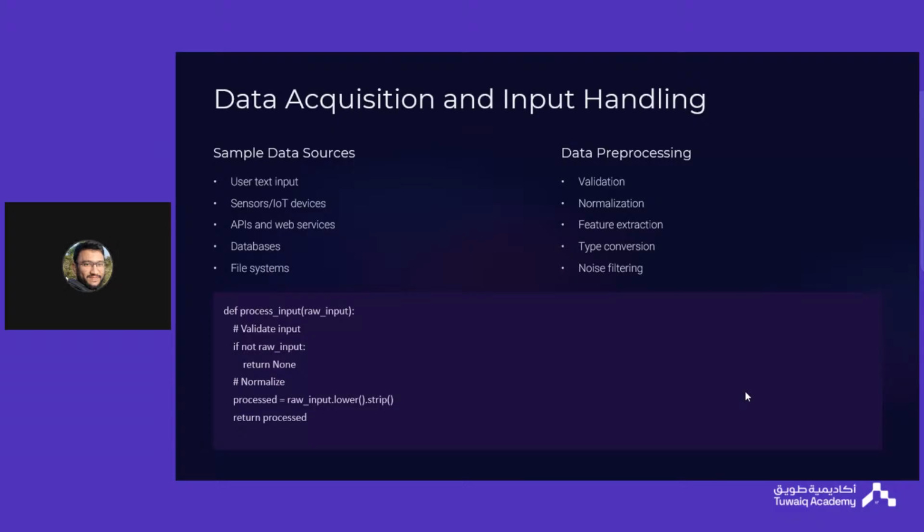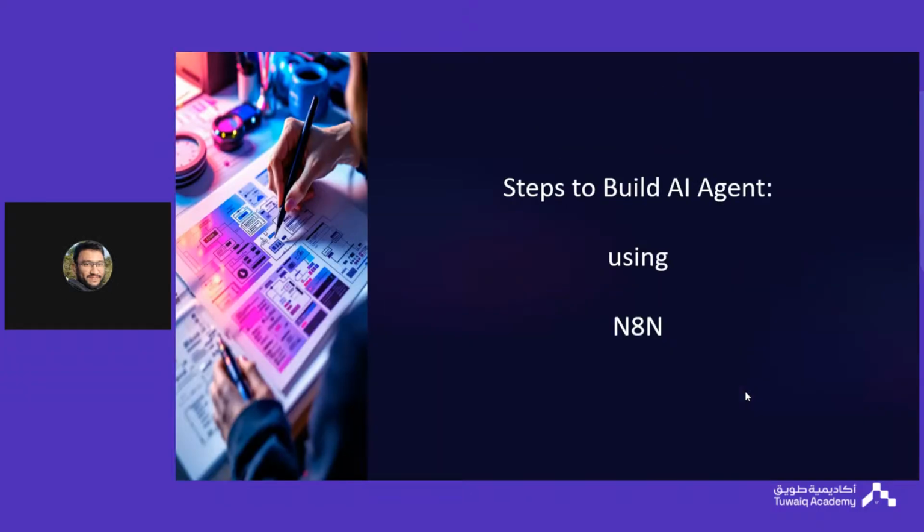We'll go to the next, that is data acquisition and input handling. Data acquisition is something like having the sample data pre-processing. We will not go into the detail of each point. We just go to the next, the steps to build an AI agent using an n8n tool. There are 2 ways. As I told you, as a layman, any person can learn, even those who don't know coding, to create an AI agent. This tool is very helpful and very popular these days to create an AI agent.